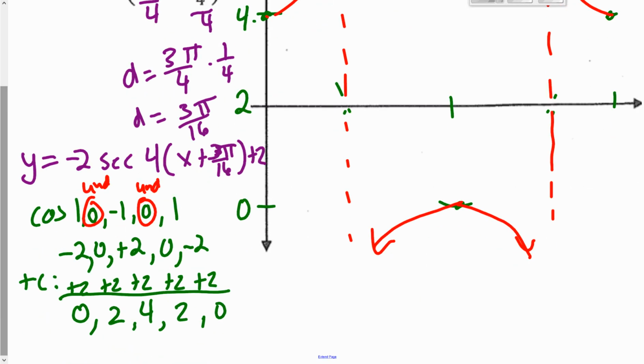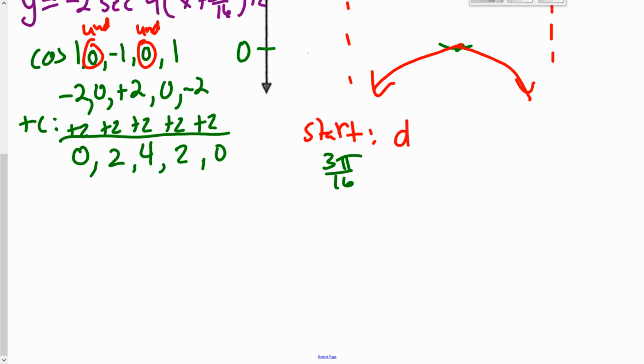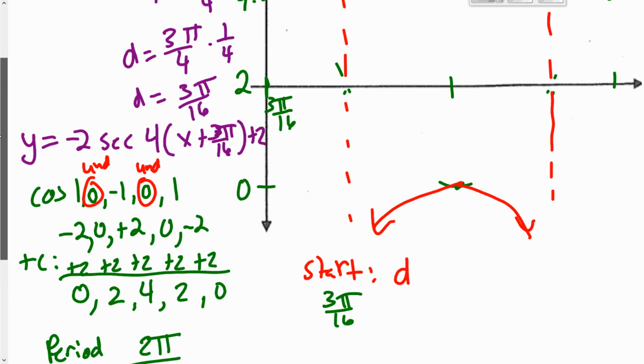Okay, now my x's, right? This is where it gets tricky. We did a lot of work on the d, so that's good. So our start is at d, which is 3 pi 16ths. So here you have to really work with fractions. 3 pi 16ths, because now I've got to add that interval length, right? So let's go ahead and find that interval length as we take our period, which is normally 2 pi, and we're going to divide it by our b, which was 4, right?